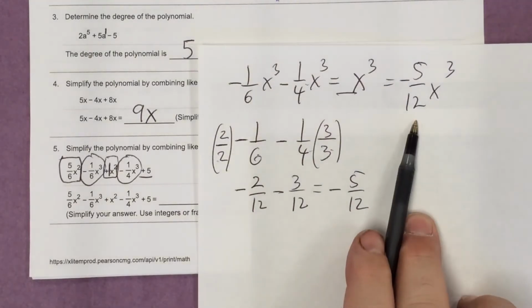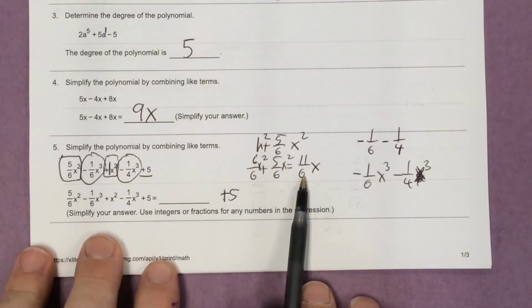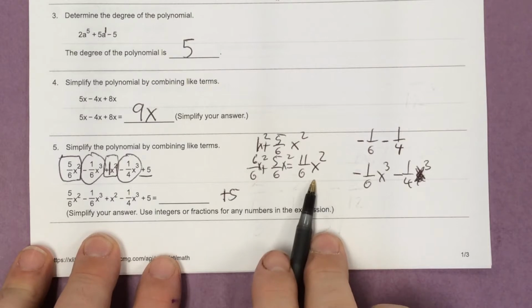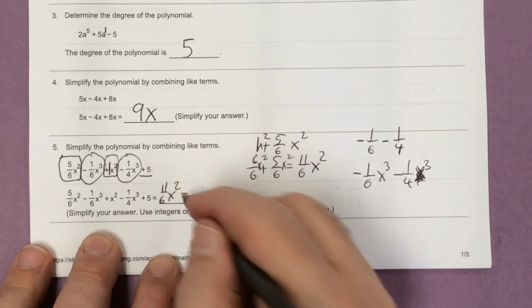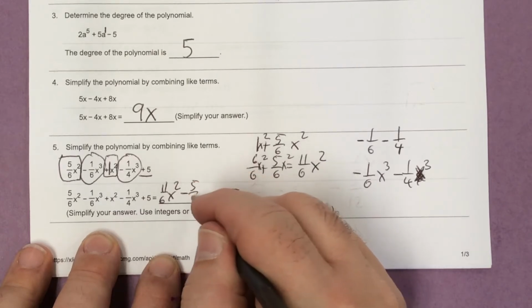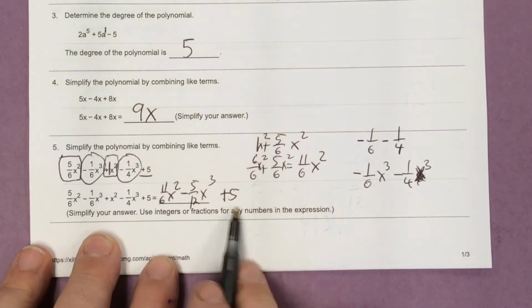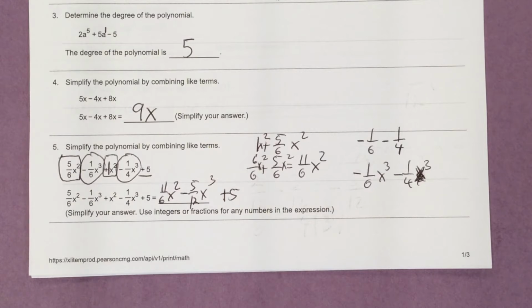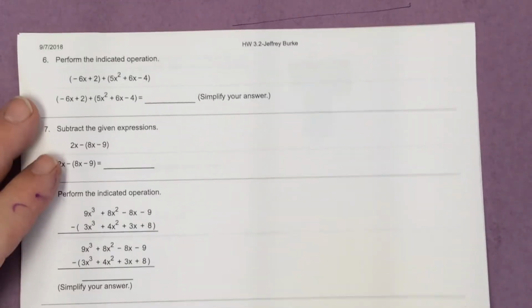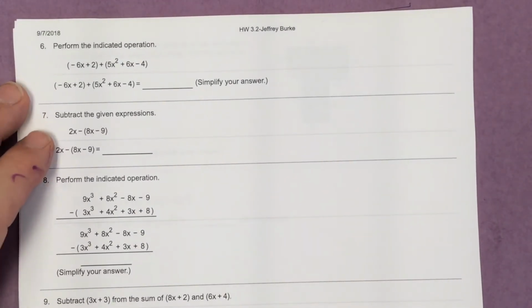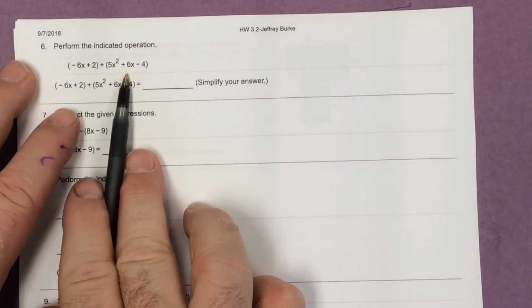So we've got the x to the third term. We have the x to the second term, call it that now. So we have 11 over 6 x squared minus 5 over 12 x to the third plus 5. I don't see you going crazy in a question like that, but they're just testing your ability if you can recognize what to combine and if you can do that correctly. So if you see the question on the homework, a calculator could definitely go a long way to help you with that. Perform the indicated operation.